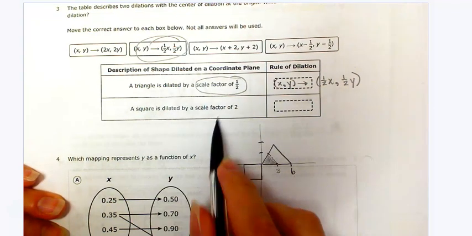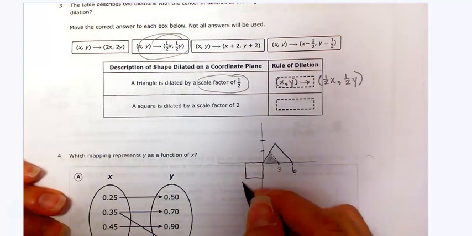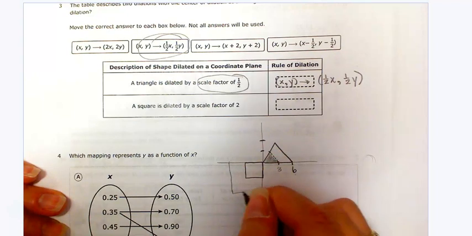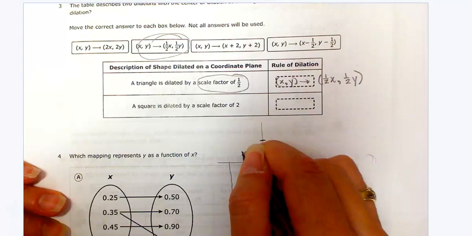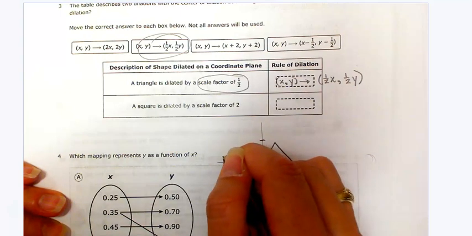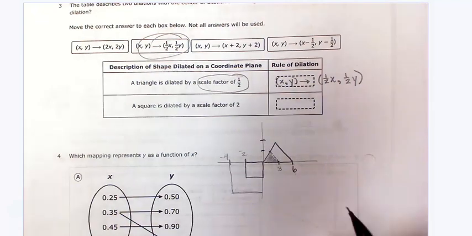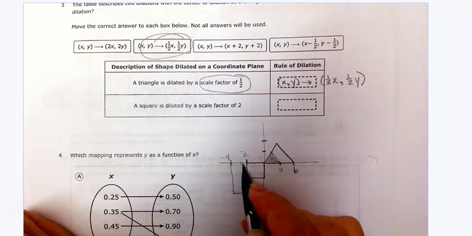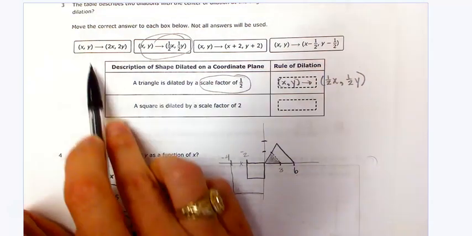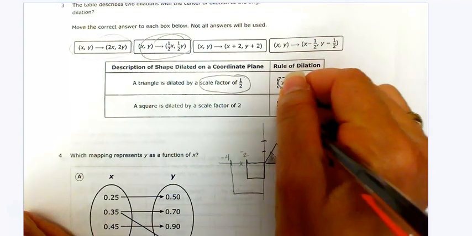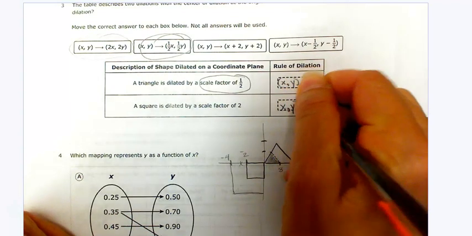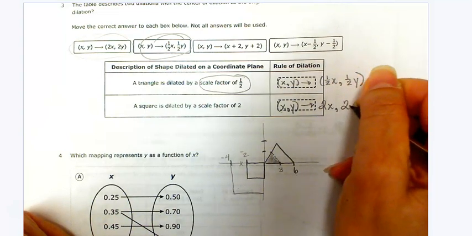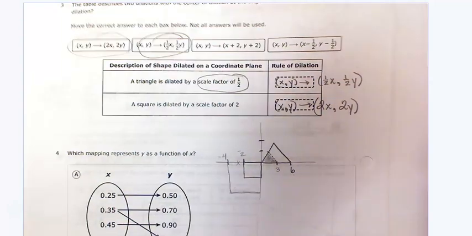All right, a square is dilated by a scale factor of 2. So I'm going to take this and stretch it out, and I have this new square, which maybe this is 2, -2, and maybe this is -4, something like that. So what I've done is I've taken my original and I've multiplied it by 2 to get my new. So that one's going to be this one, x comma y to 2x, 2y. Okay.